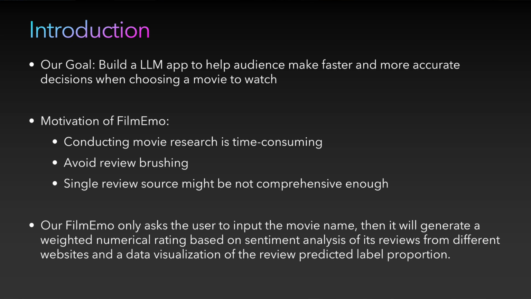First of all, we believe that reading comments one by one and filtering out the noise, score, or review is time-consuming. Besides, reviews or scores from a single website may not be comprehensive enough to represent the audience population. So different from the traditional way we do movie research, our FilmEMO system only asks the user to input the movie name they are interested in, and then the system will estimate a score for this movie based on its review sentiment analysis from various websites.